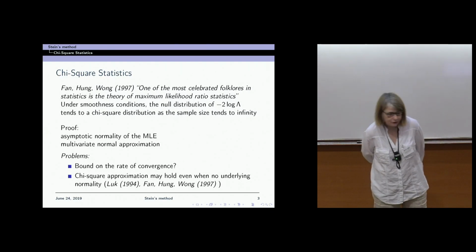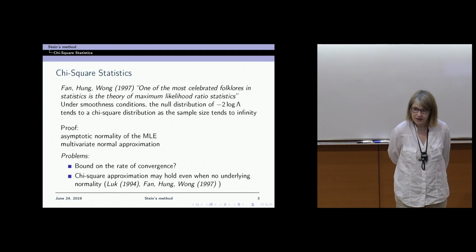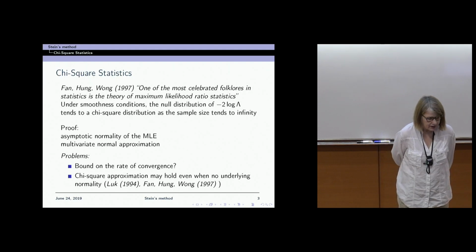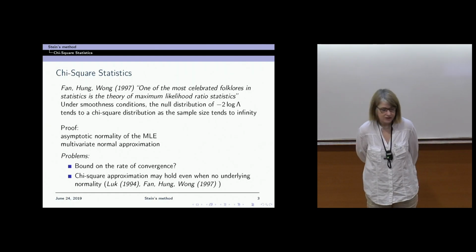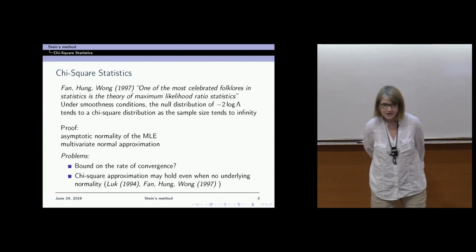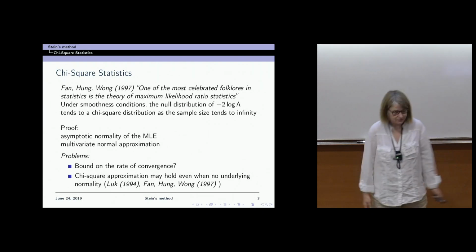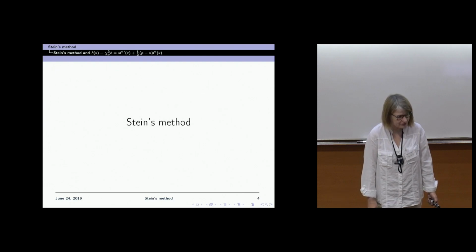And the questions are, first, is there a general bound on the rate of convergence? And secondly, chi-square approximations may hold when there is no underlying normality. So there's a case for developing Stein's method for chi-square approximation.